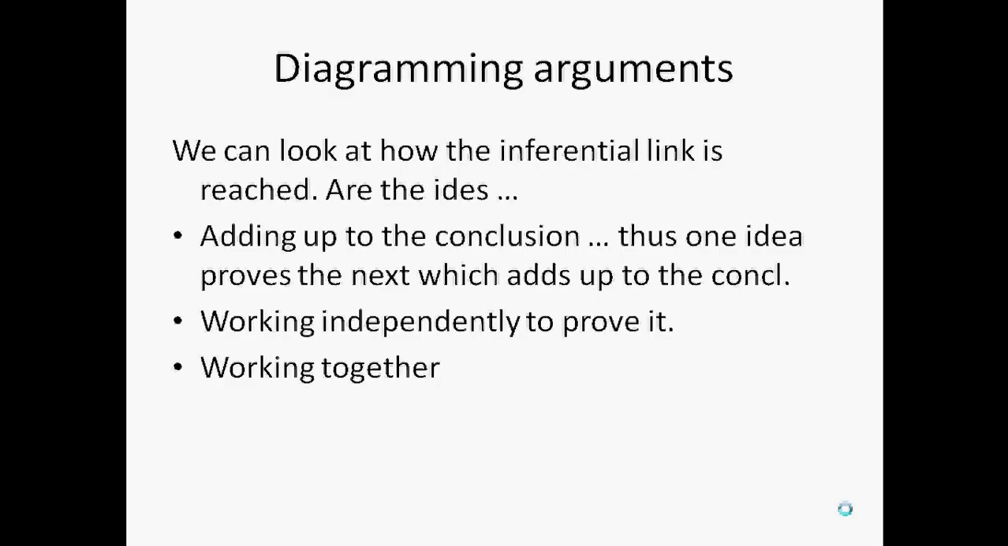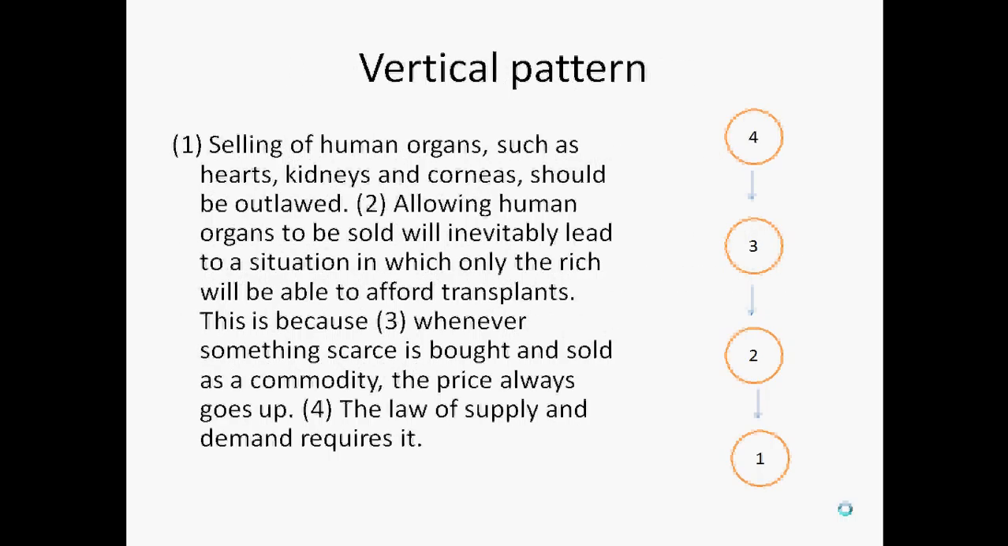A diagram of an argument is trying to get you to say, how do I see these? Are these premises dependent upon each other? Are these premises simply adding up? Are they all at the same level? And that's what the maps do. So the first one we're going to talk about is what we call the vertical pattern.